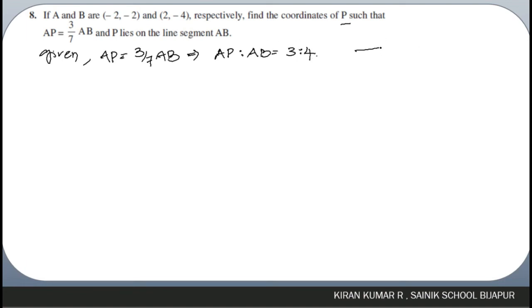It is something like this. There is a line segment AB. The point A is (-2, -2). Point B is (2, -4). And there is a point P which is dividing in the ratio 3 is to 4.